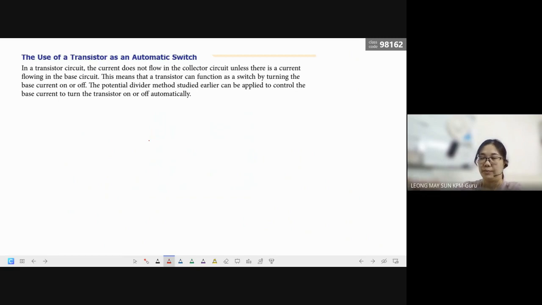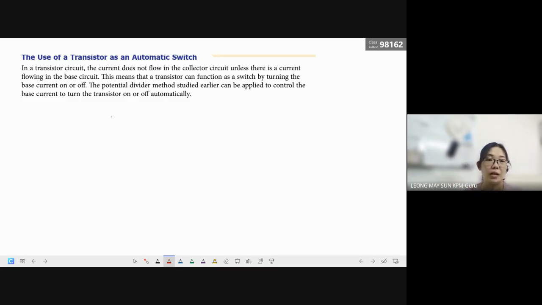Okay. Now we're going to look at another function of the transistor, as an automatic switch for the lighting, whereby at night when there is no sunlight outside, the sensor would help us to switch on the lights, or to switch off the lights when the sun is out.